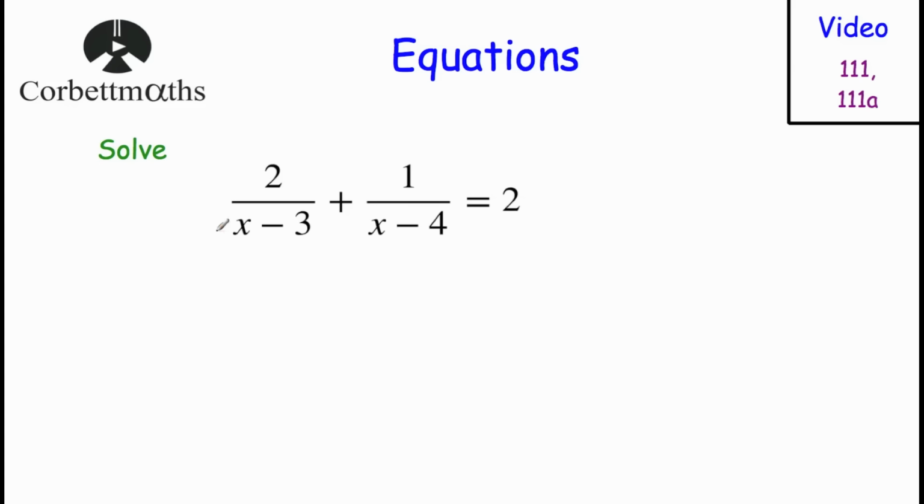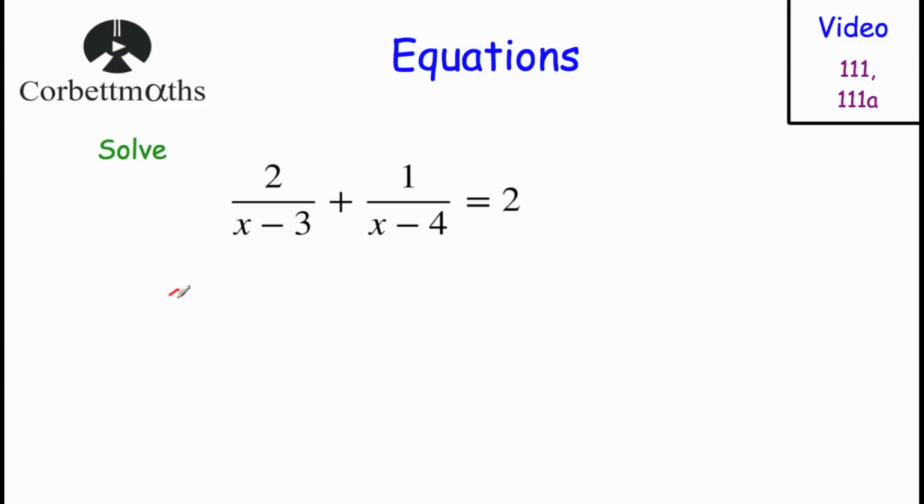As you can see, on the left-hand side, we've got two algebraic fractions, and we're going to add them together and combine them as a single fraction. So let's do that. Let's multiply both the numerator and denominator of this fraction by x minus 4, and then we'll multiply both the numerator and denominator of this fraction by x minus 3.